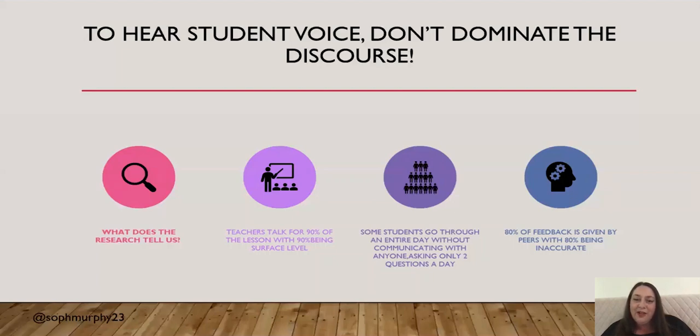They align very closely. But going back to the research, teachers talk for about 90% of the lesson, with about 85 to 90% being surface level. It's really important that we understand exactly what surface level means. So we're going to get to that with something called the SOLO taxonomy. Teachers talk for 90% of the lesson.